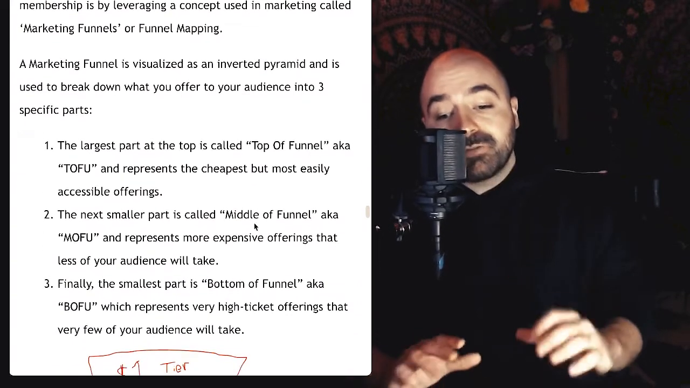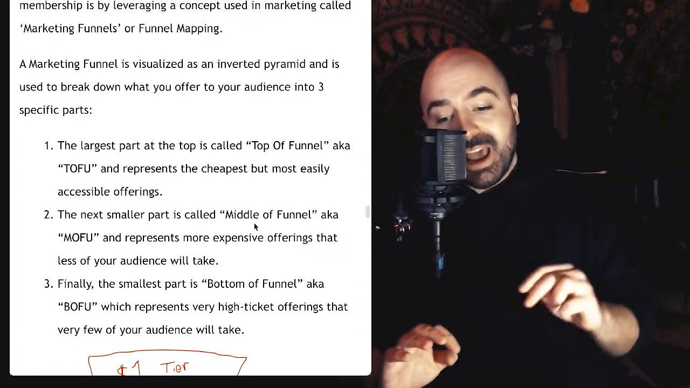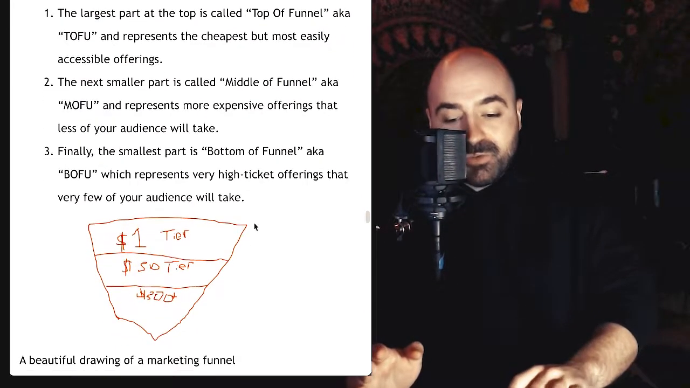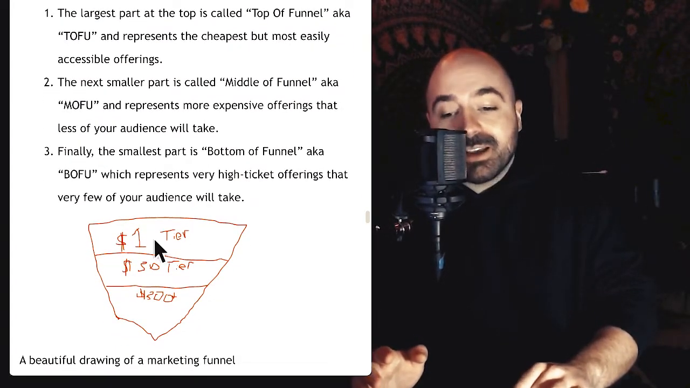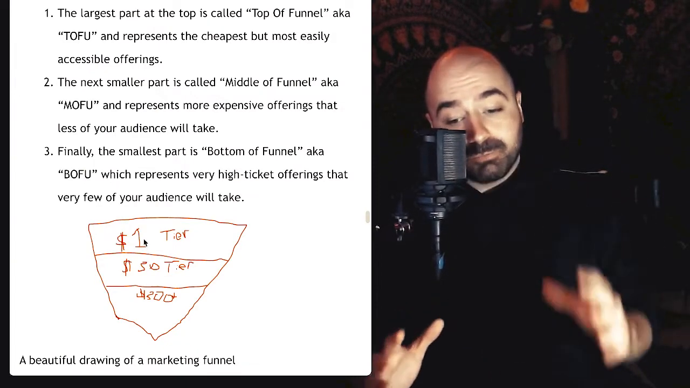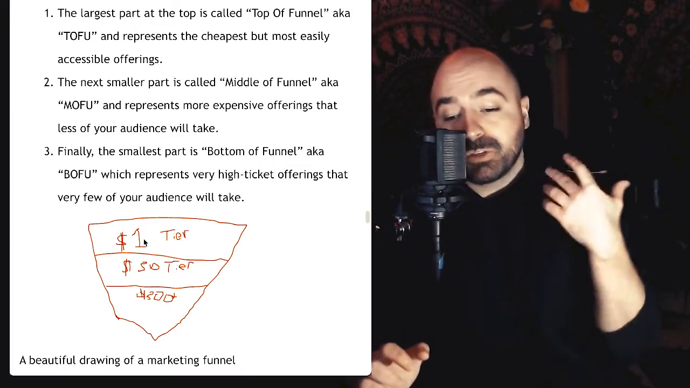So a marketing funnel is visualized as an inverted pyramid and is used to break down what you offer to your audience in 3 specific parts. Here's a beautiful drawing of what I did. At the top here is the largest part, which is called the top of funnel, aka the tofu section, and it represents the cheapest but most easily accessible offering.